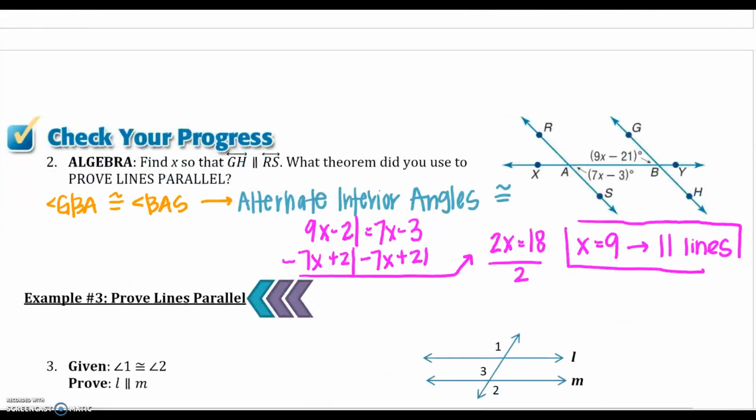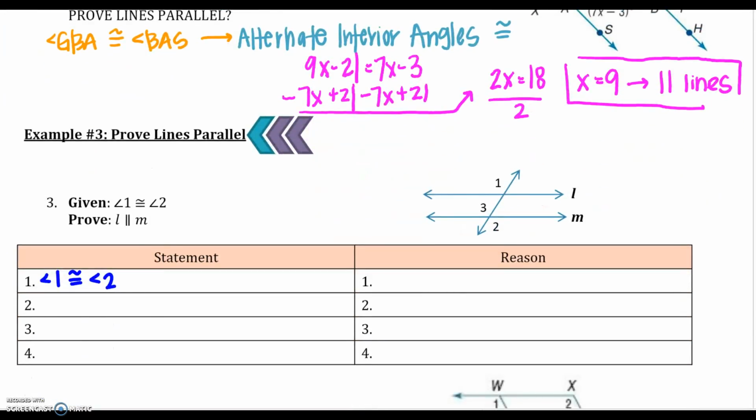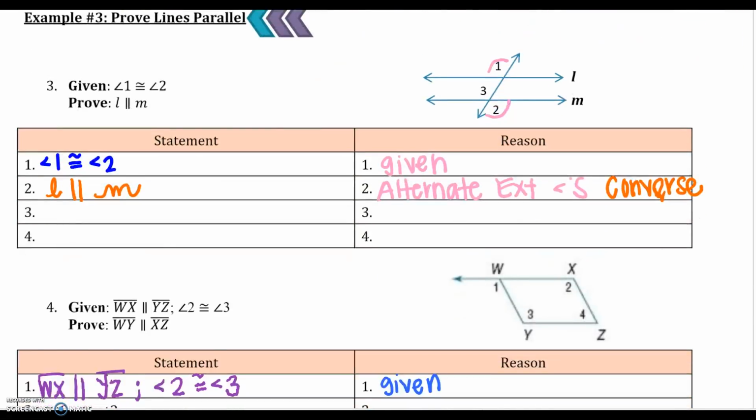Here are your answers. And last, a couple proofs just proving lines parallel. So I know that angle 1 and angle 2 are congruent. That is given. Well, if angle 1 and angle 2 are congruent, they are alternate exterior angles. So I know that if alternate exterior angles are congruent, L is parallel to M by the converse of that. All right, that one was kind of straightforward.